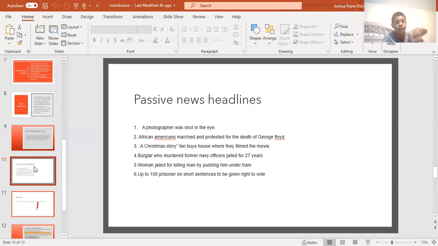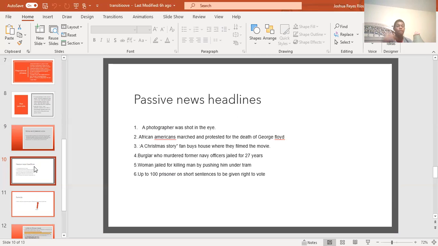African Americans marched and protested for the death of George Floyd. Now, this is a hard subject, but as you can see, marched and protested have a suffix of ed. So see how it still works? Marched and protested. A Christmas Story fan buys house where they filmed the movie. Again, using the suffix ed, filmed. Now, this one has three: murdered, former, and jailed. A burglar who murdered former Navy officer jailed for 27 years.